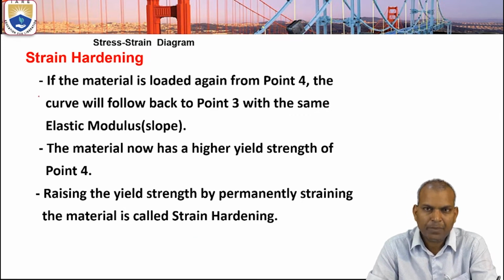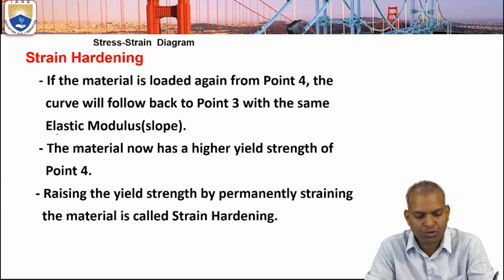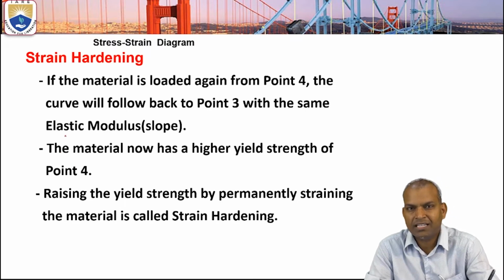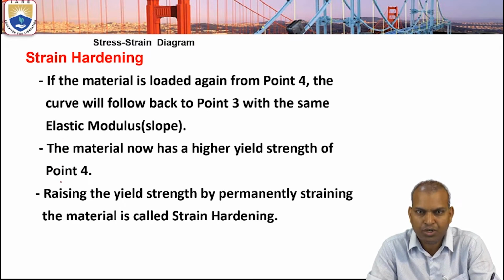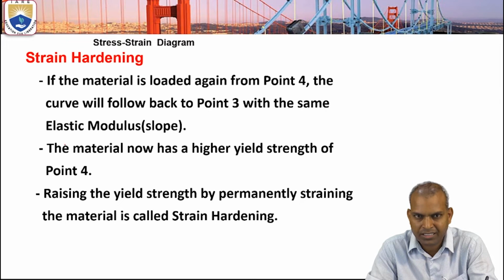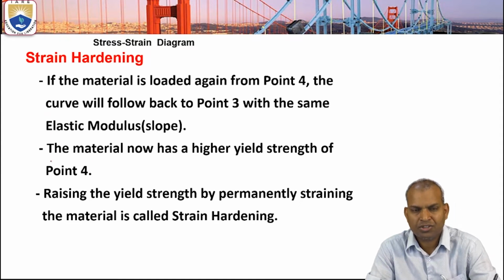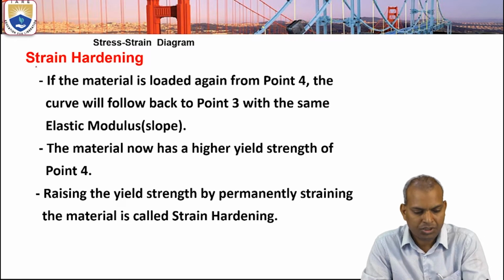Now again, if the material is loaded again from point 4, the curve will flow back to point 3, with the same elastic modulus and slope. So the material now has a higher yield strength, at point 4. This phenomenon is known as strain hardening. Raising the yield strength by permanently straining the material is known as strain hardening. This is one of the techniques used to increase the strength of a material.